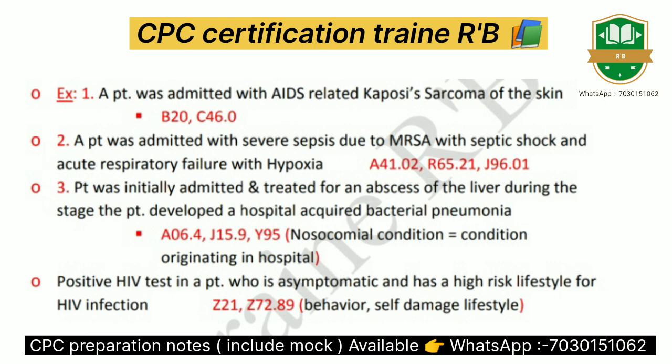Then last capture acute respiratory failure with hypoxia. Then how to capture this code? First you can open failure. In failure you can open respiratory. In respiratory you can open acute. In acute you can open hypoxia. Okay, you can listen one more time. You can open alphabetical index in failure. In failure you can open respiratory. In respiratory you can open acute. In acute hypoxia. That code is J96.01.